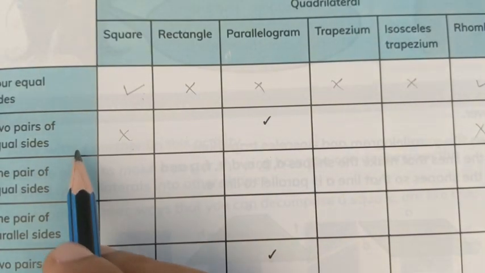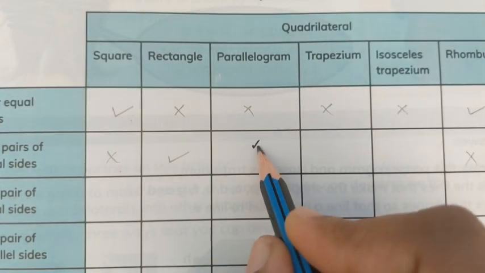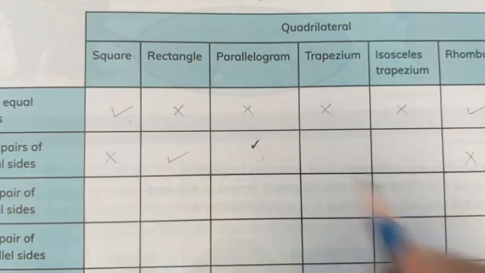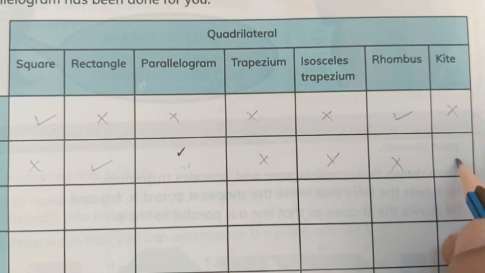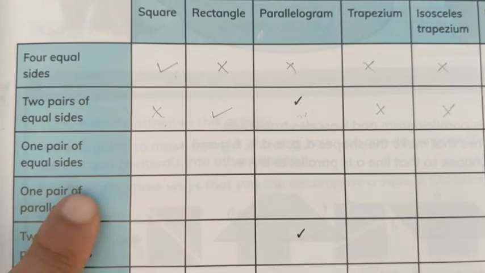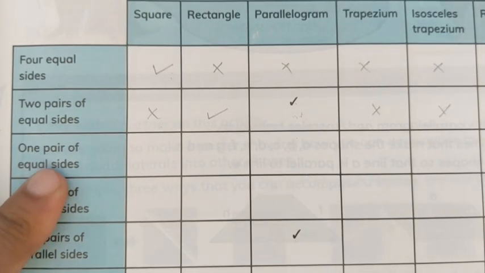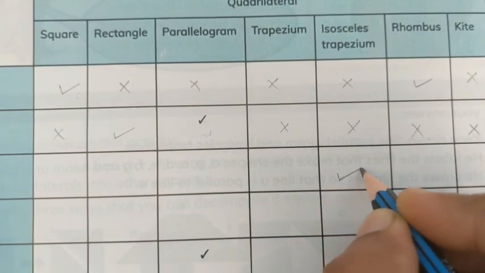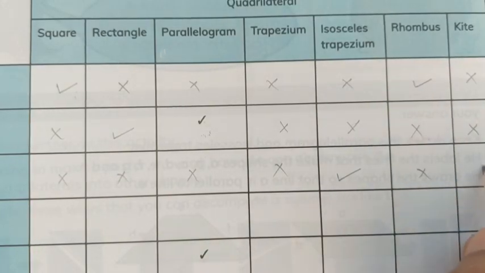So this characteristic, two pairs of equal sides, is found in a rectangle and in a parallelogram. They have already marked it as tick. Apart from this, in a trapezium, an isosceles trapezium and a kite, no two pairs of equal sides are found. Then the third characteristic says one pair of equal sides. We just discussed it. Which of these quadrilaterals has one pair of equal sides? That's the isosceles trapezium. Apart from that, no other figure has one pair of equal sides. So we'll cross all the others.